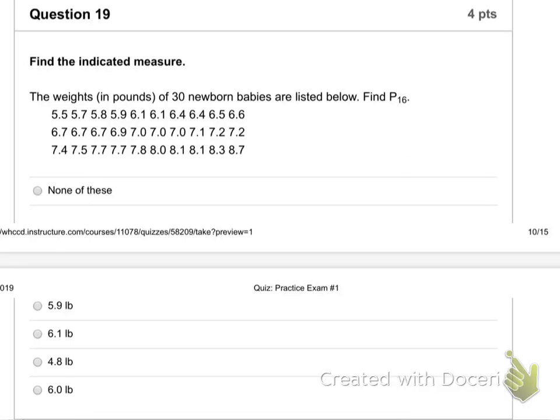All right, number 19. The weights in pounds of 30 newborn babies are listed below. Find P16. So that's on your sheet. You see where that is on your sheet? See how number 3 says find P40, etc.? So it's number 3 on your handout. I'll just summarize it in the interest of time here.